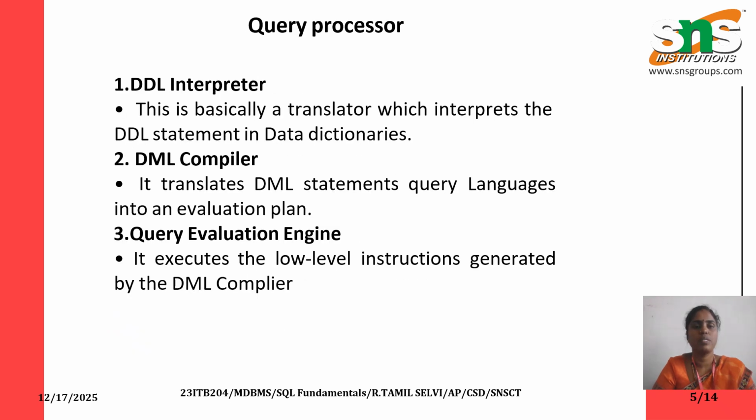Next one is query processor. The query processor converts the user queries into actions that the database can understand. It consists of DDL interpreter, DML compiler, and query evaluation engine. DDL interpreter is basically a translator that interprets the DDL statements into the data dictionary. And DML compiler compiles the query language into an evaluation plan. And third one is query evaluation engine that executes the low-level instructions that are generated by the DML compiler.